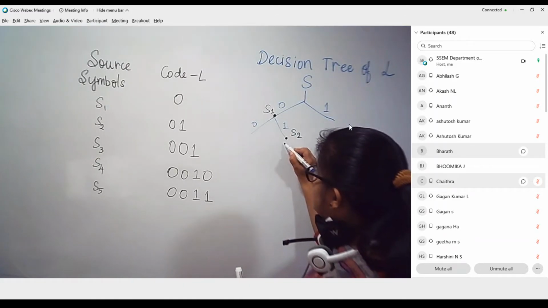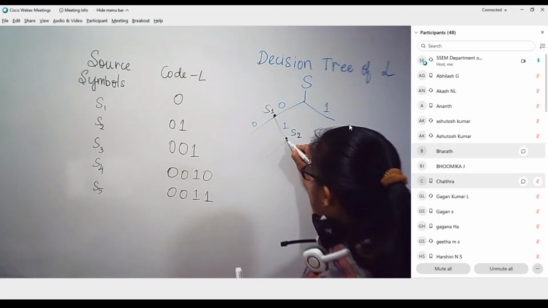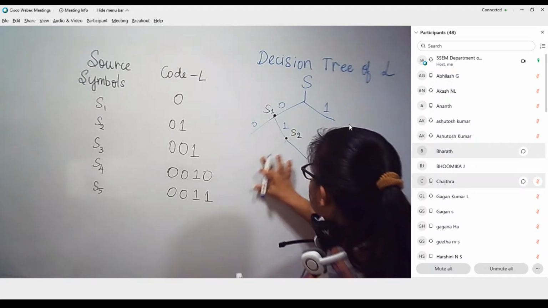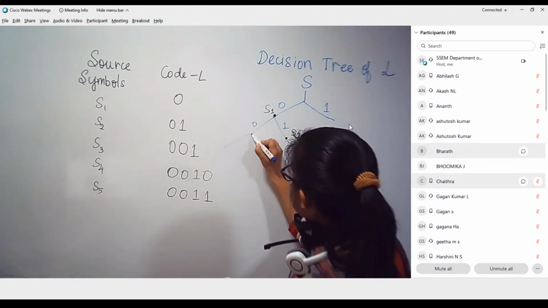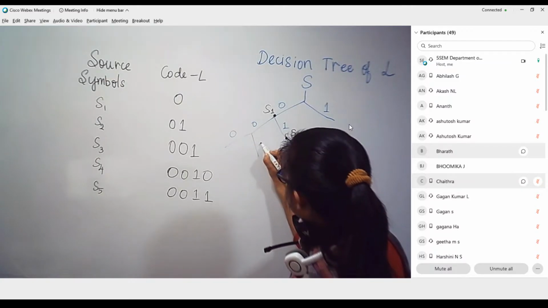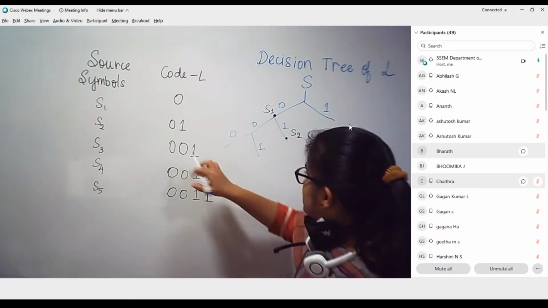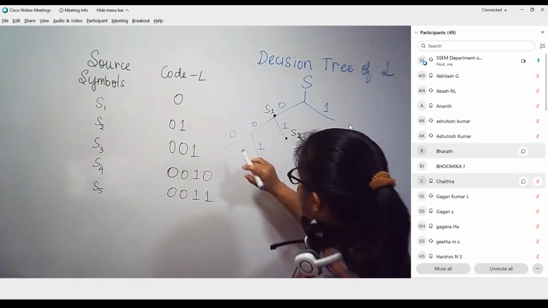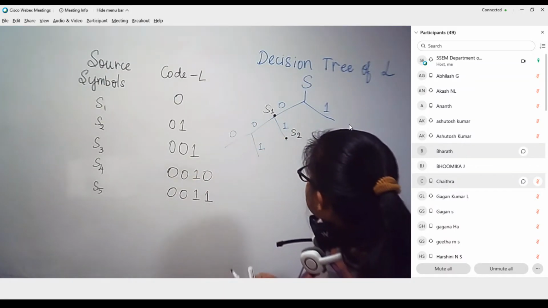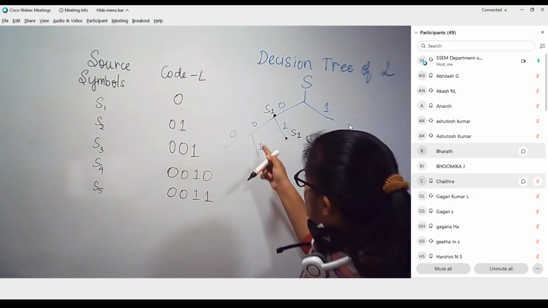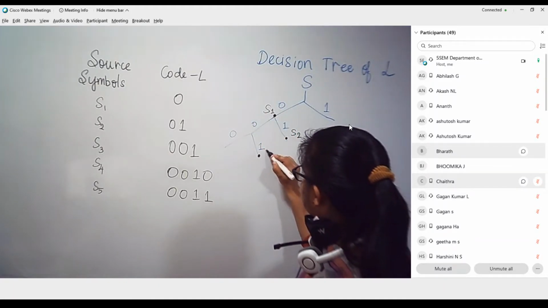Then at S2 I can still split, and at 0 I am going to split 0, 1. So here it is not necessary to split because the second bit is 0. So it is 0, 0. I am splitting here. So you can see here at the end of 0, 0, 1 I have symbol S3.